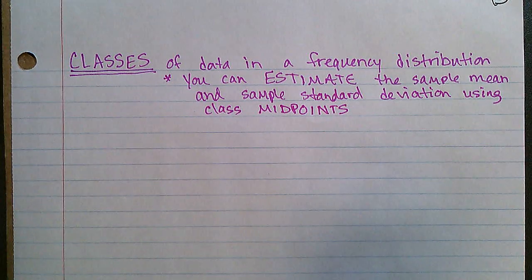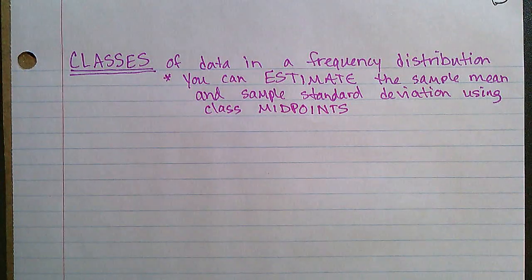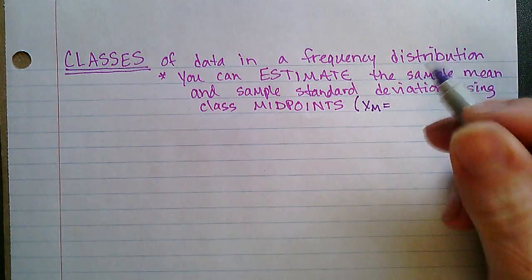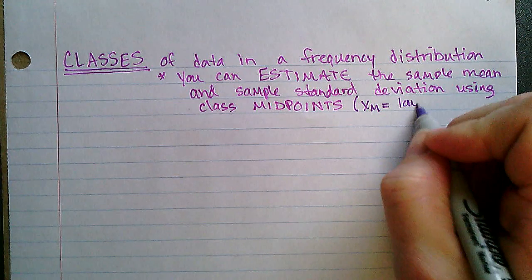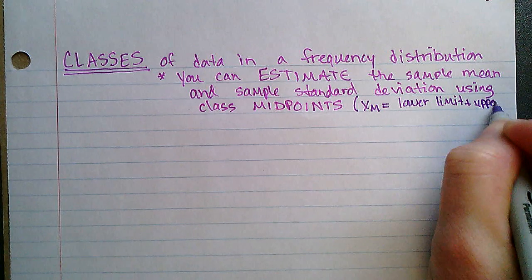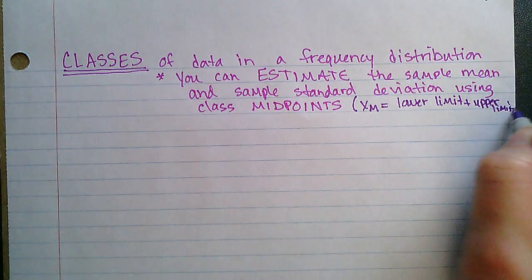So remember that class midpoints, that was x sub m, and we do that by taking the lower limit plus the upper limit and dividing it by 2.